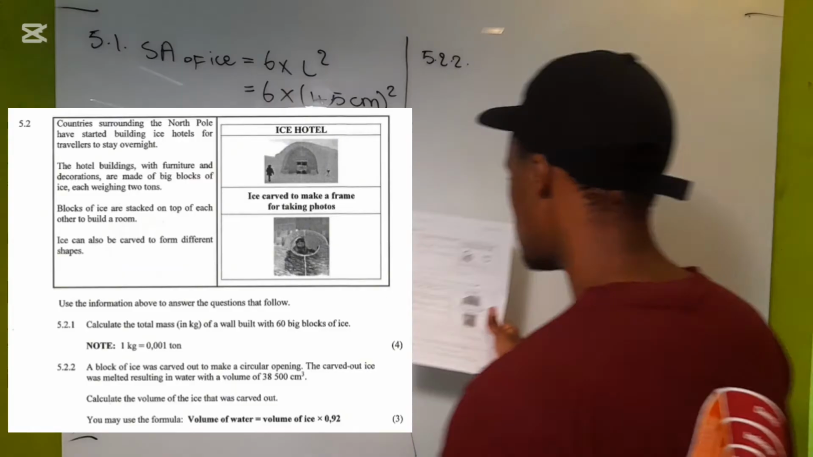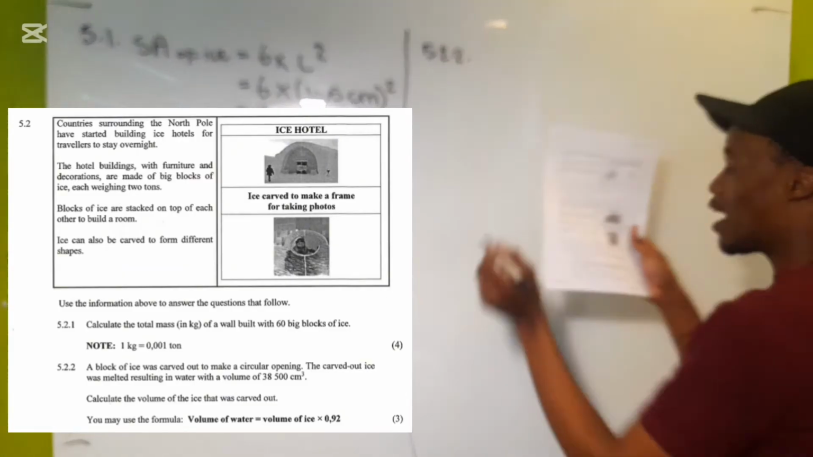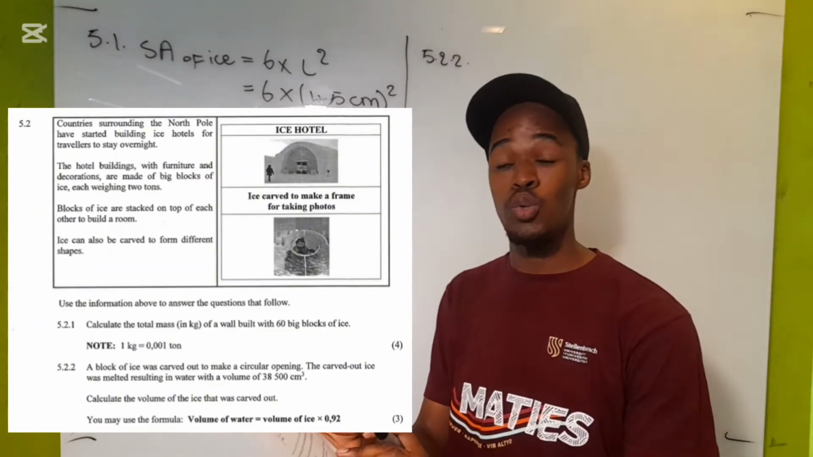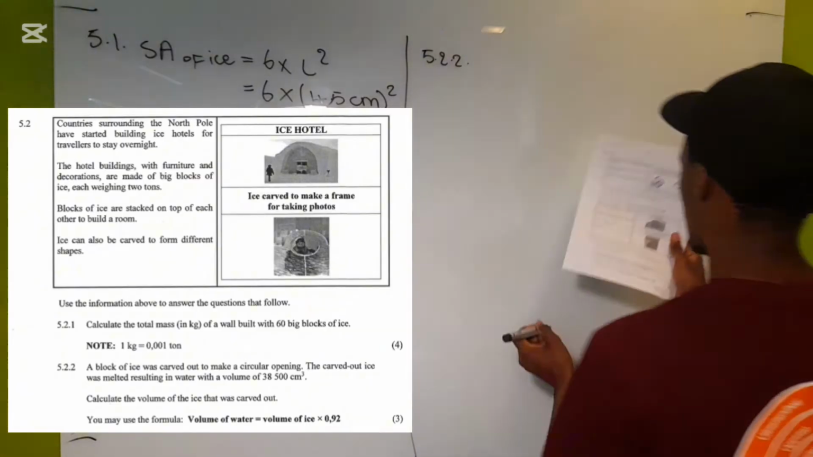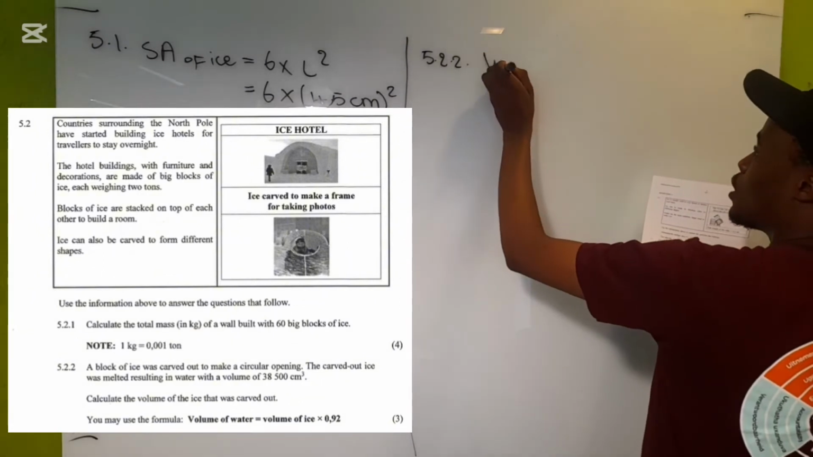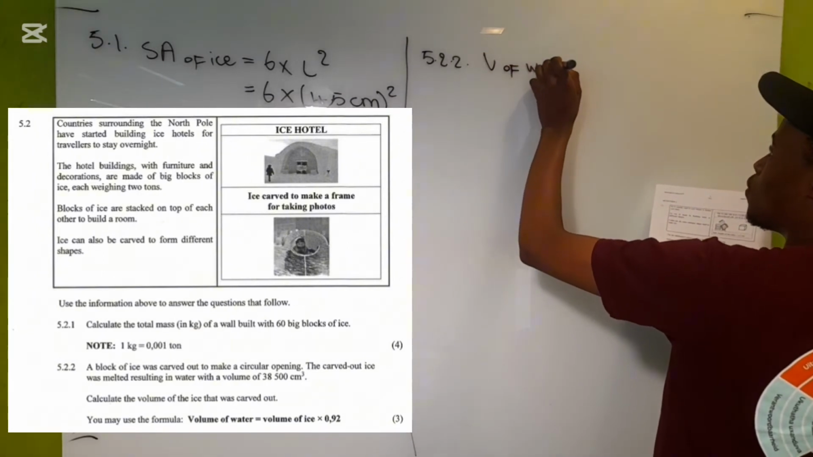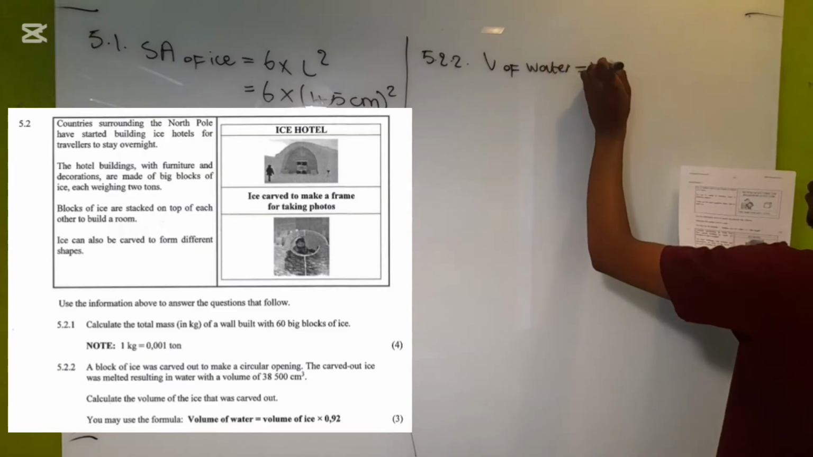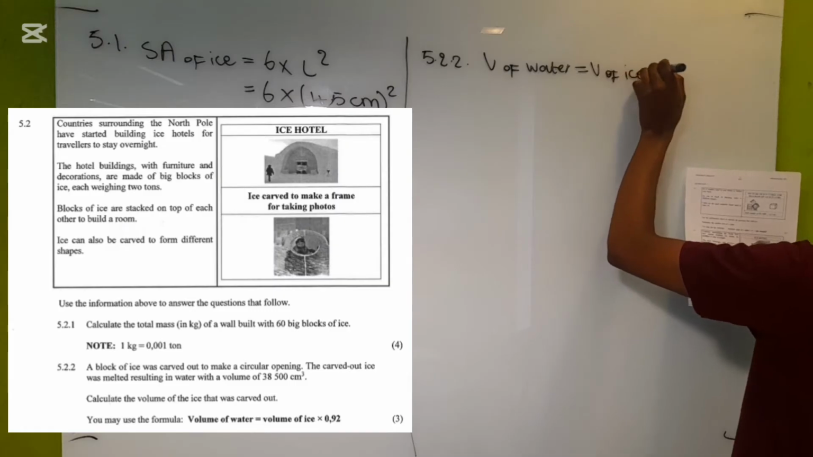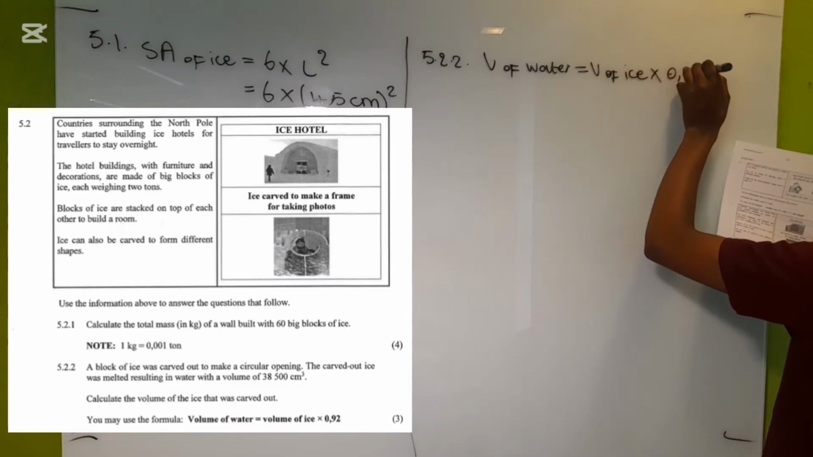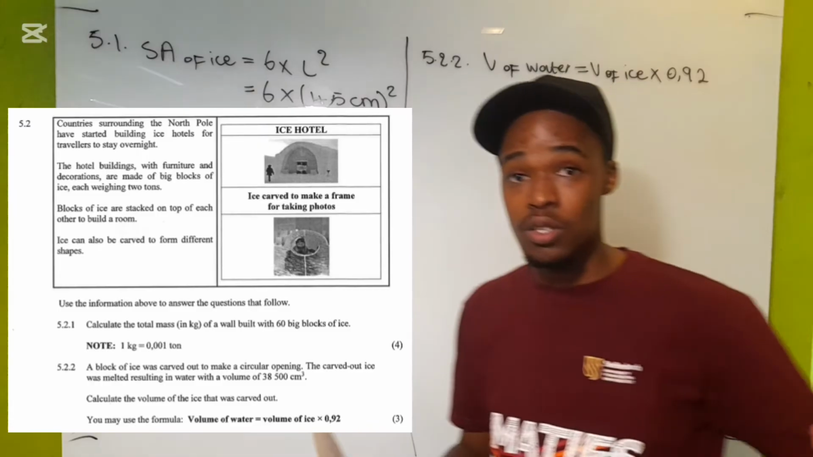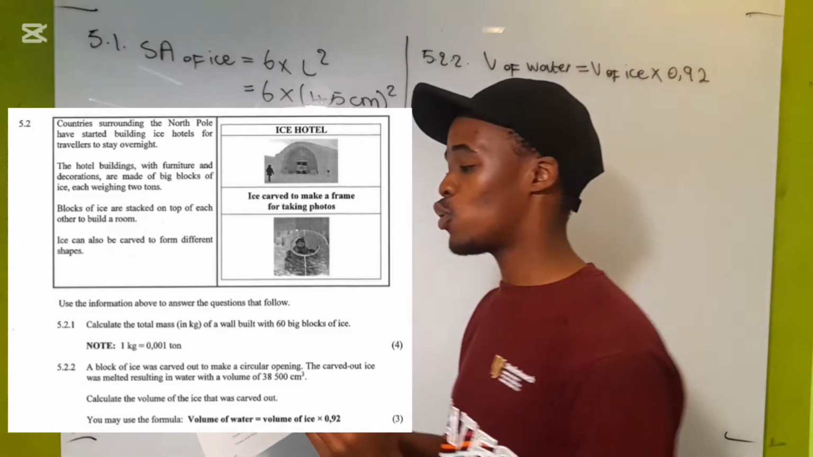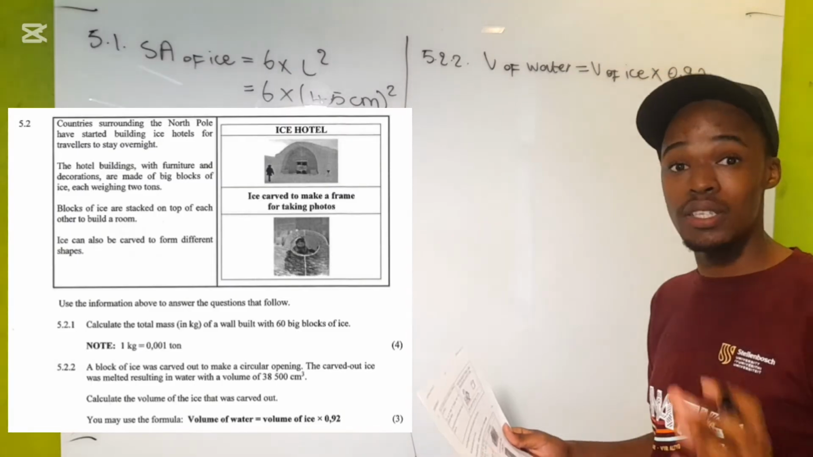So we're just going to take the formula as it is. I know that we do have the volume of the water. We have been given the volume of the water, but we're just going to use the formula as it is, okay? We're going to say volume of water equals volume of ice multiplied by 0.92. This is the formula that was given to us. Now what we have to do is substitute, okay? So we put what we have where it's supposed to go.